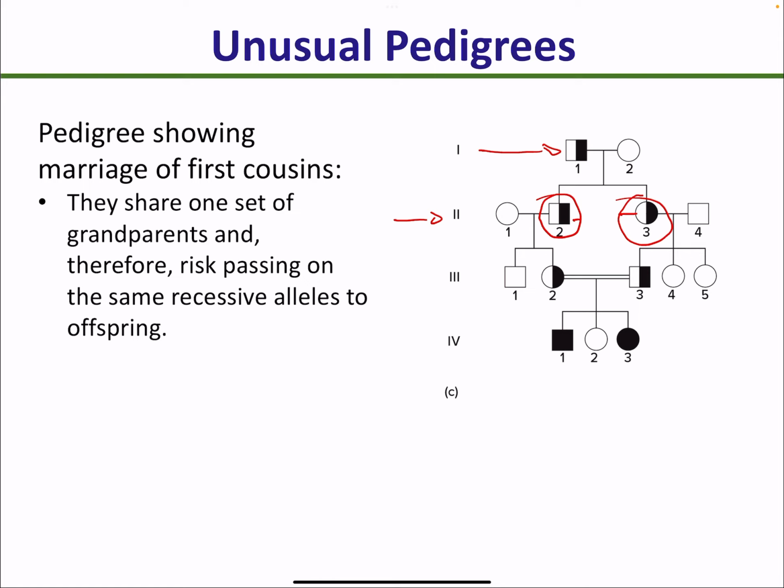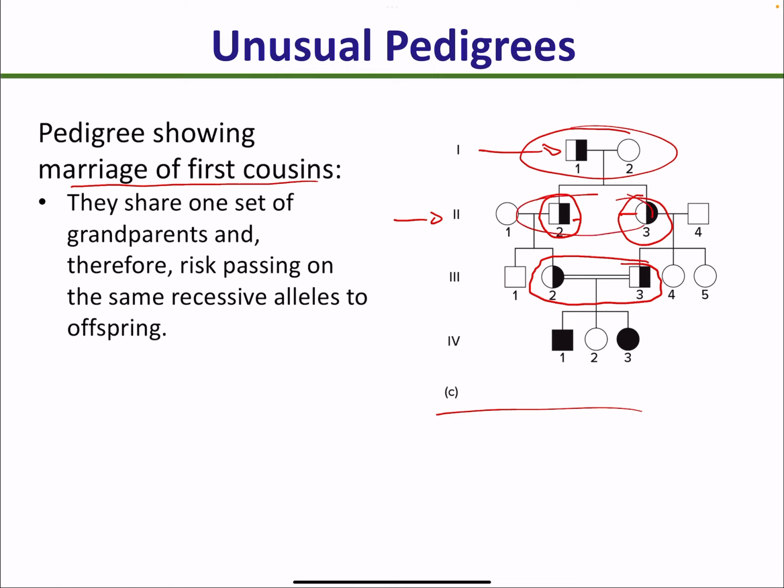So now, the pedigree here actually shows the marriage of first cousins. So the marriage of first cousins here. Remember, we have here the parents, right? Here we have the offspring, the offspring of this parent. But interestingly, the children of this guy and this lady actually got married down here.